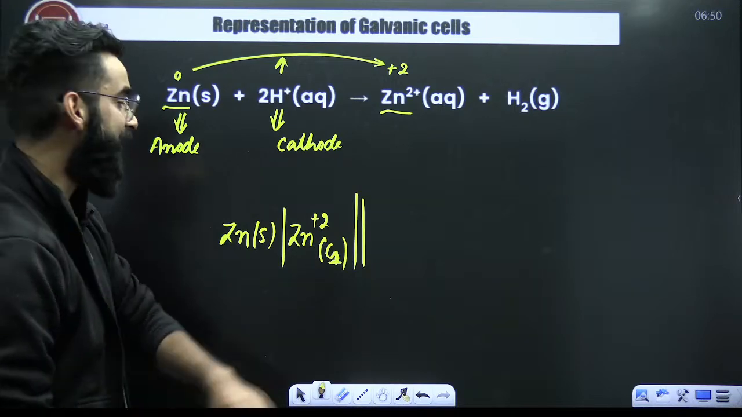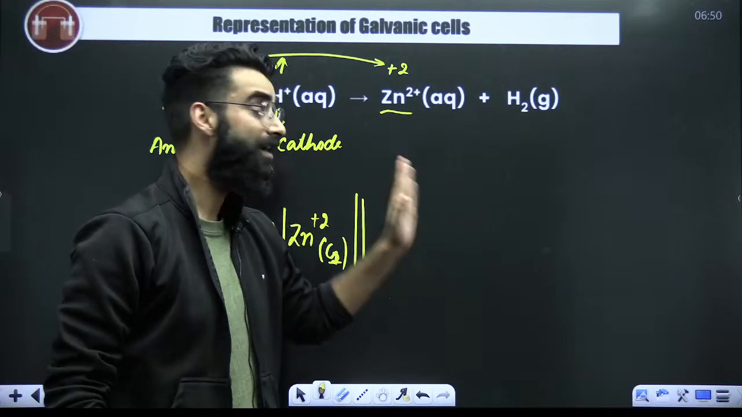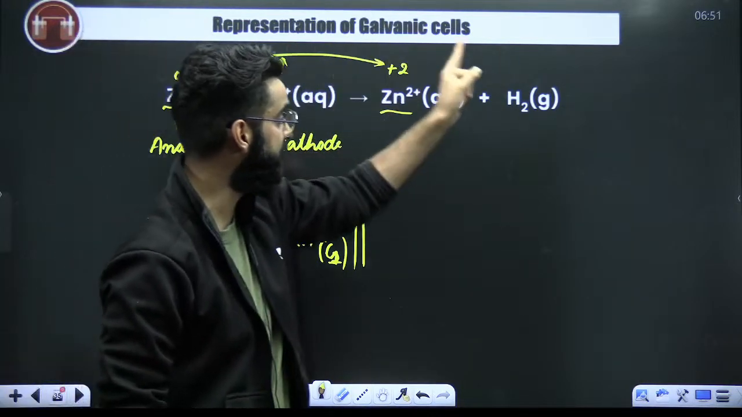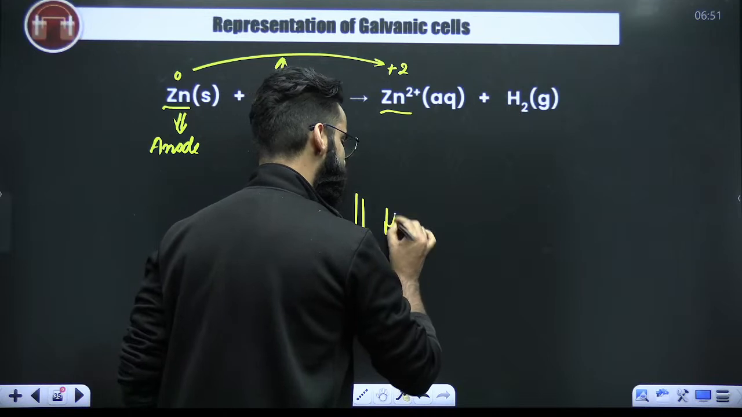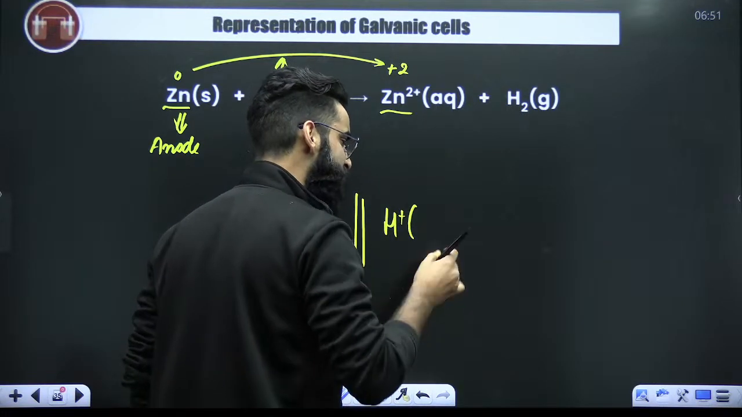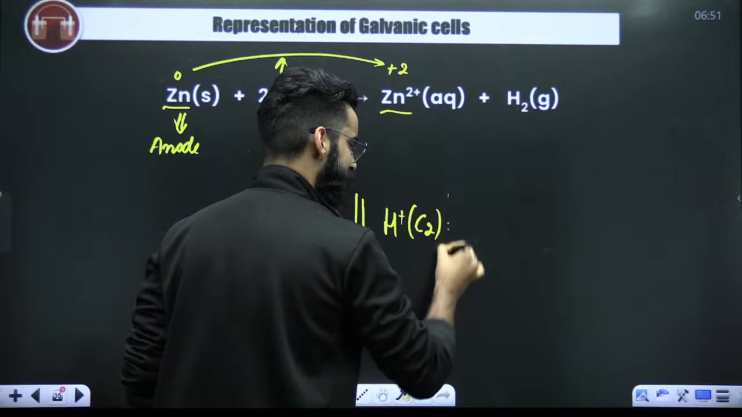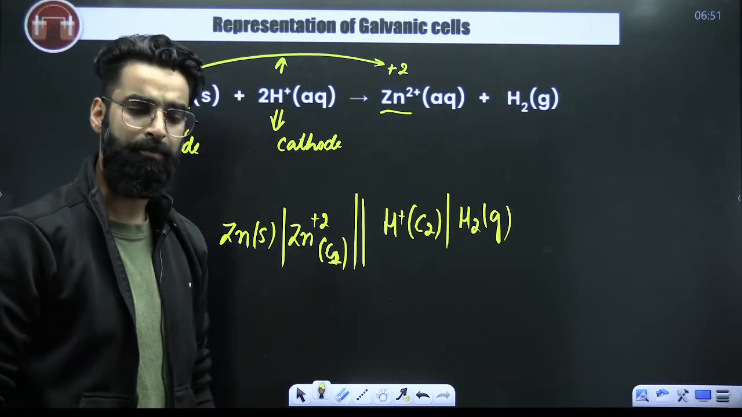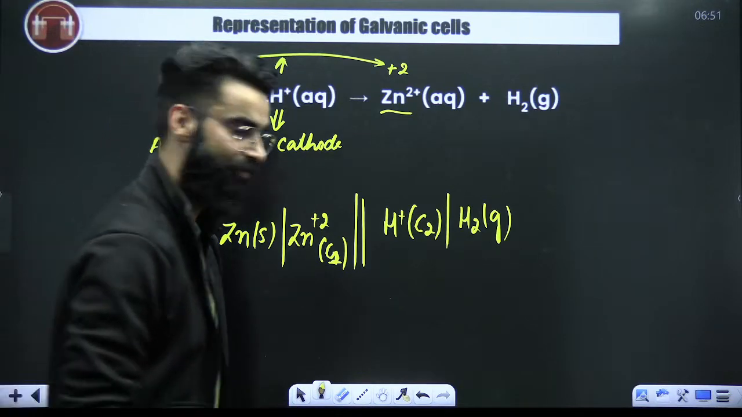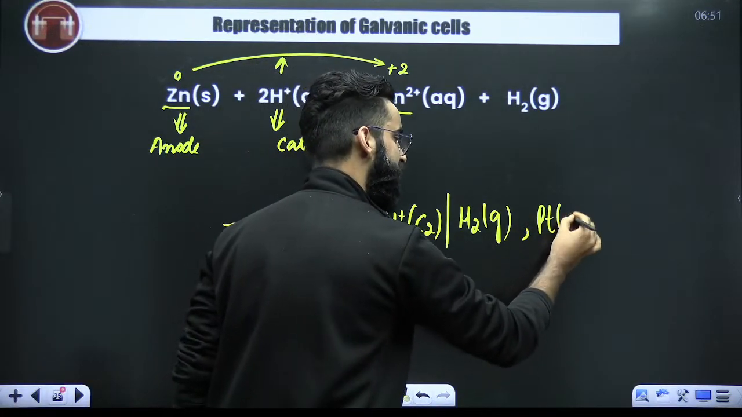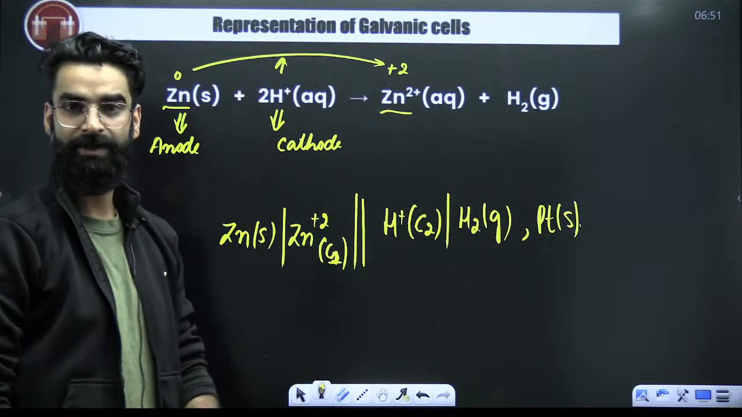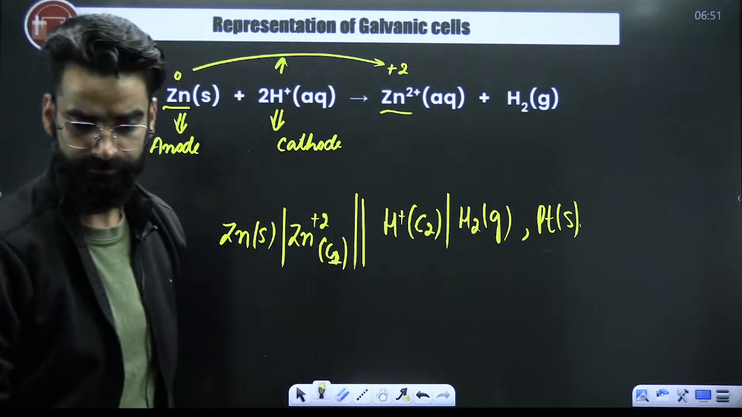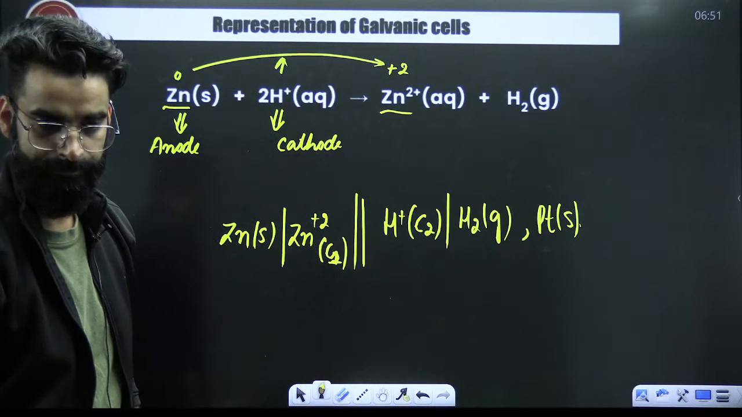Similarly, on the right side, what's going to happen? At the right side, you'll be writing the cathode. And at cathode, reduction takes place. Reduction of what? H positive. And H positive is getting converted into H2. So basically, H positive, whose concentration in the right chamber is, for example, C2 molar, is getting converted into H2 gas. A few minutes back only, I told you how you make the hydrogen electrode, with the help of platinum solid. So I'll be writing platinum solid as well here, right? I hope this is clear to everyone.